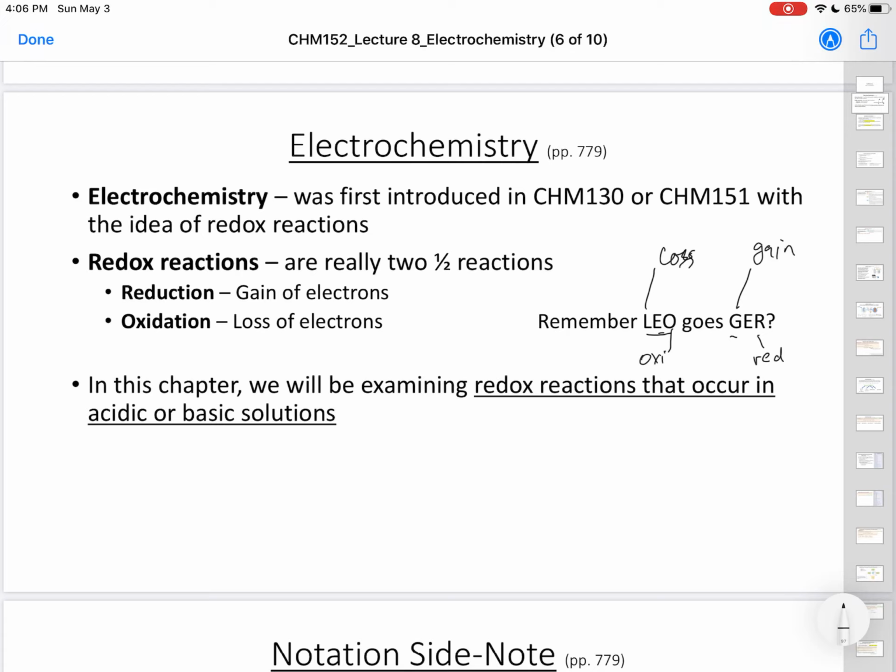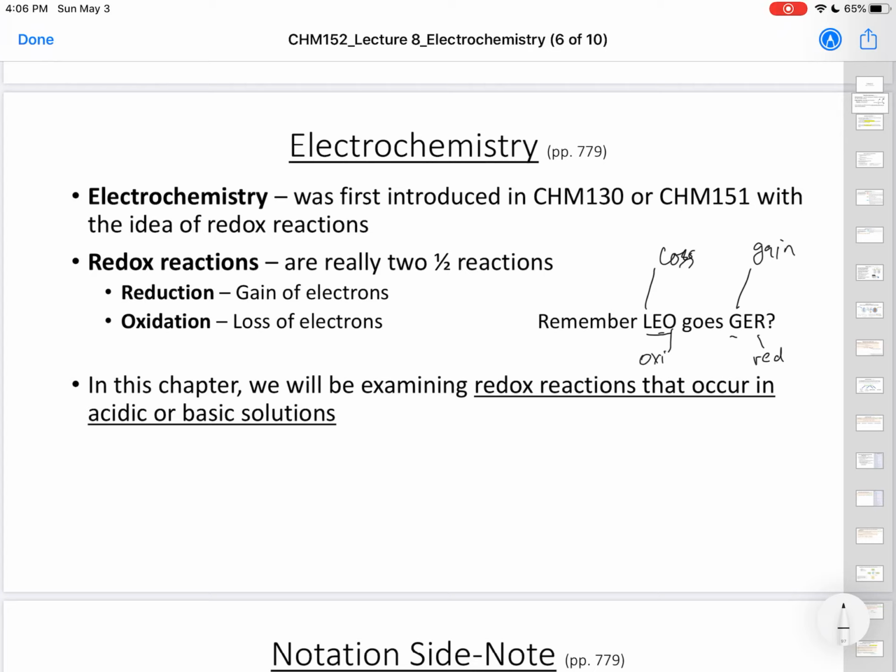In this chapter, we'll be examining and balancing redox reactions that occur in acidic or basic solutions. Just remember that the idea of balancing reactions is that we have the same number of elements of each kind on each side of the arrow, in the reactants and in the products.